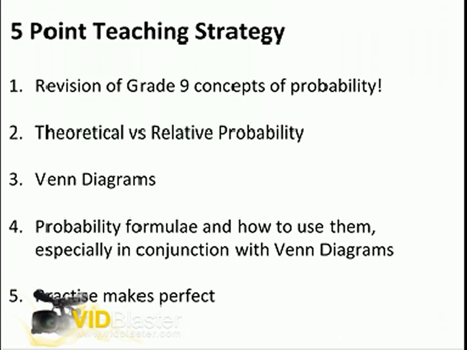So in the first point, with the revision of grade 9 concepts, they would have gone over that probability is equal to the number of favorable outcomes over the number of possible outcomes. Yes, possible outcomes, or total. Terminology is so important. It really, really is. So they know that already, and then they go to the theoretical versus relative, and then they move to Venn diagrams. So they do have that backup knowledge of what's happening.